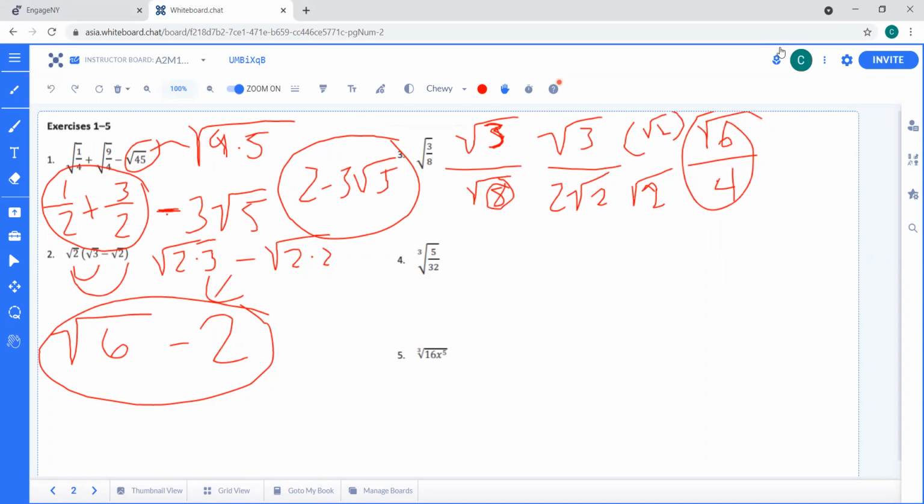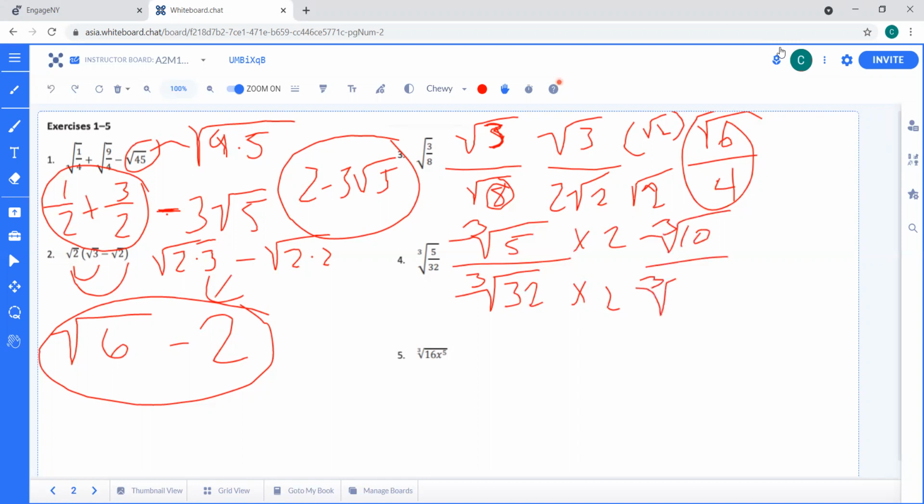let's do the cube root of 5/32. Well, that's the same thing. If we break it apart, we'd have the cube root of 5 and the cube root of 32. Now, let's take the same route as they did earlier. So here's why I erased it. Let's just go ahead and do this. Let's say times 2 times 2. That will give you 3 cube roots of 10 over 3 cube roots of 64.